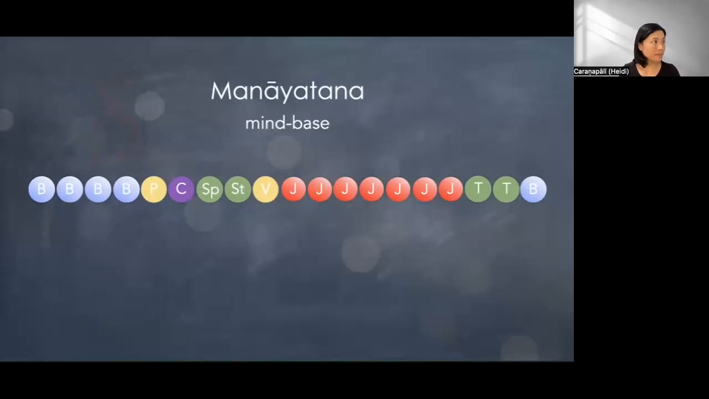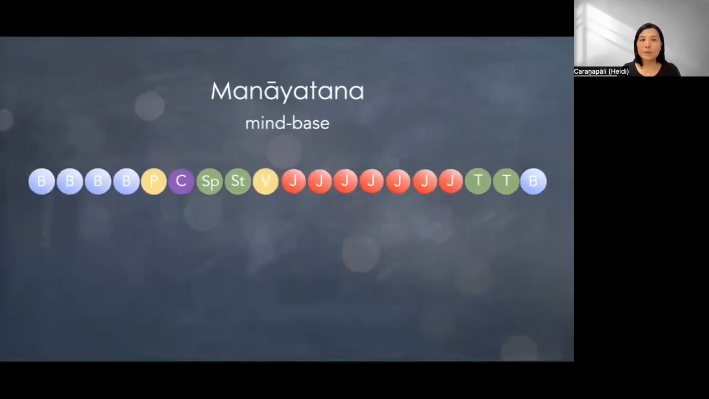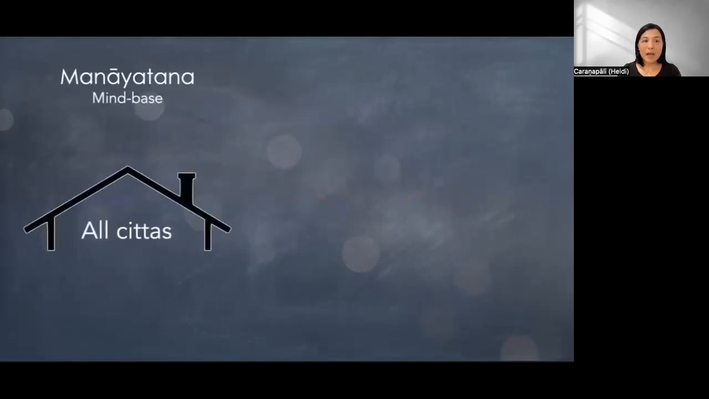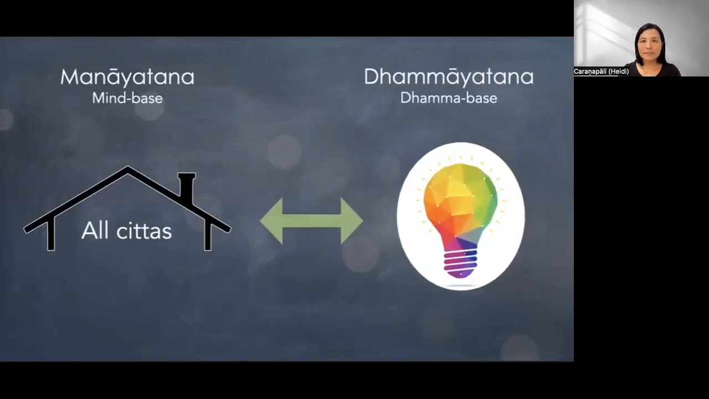Even the Bhavanga ones? Yes, even Bhavanga. So all kinds of chittas are called mind base here. Okay, all of them. All right. So now we know that Manayatana are all chittas. Okay. So how about Dhammayatana?